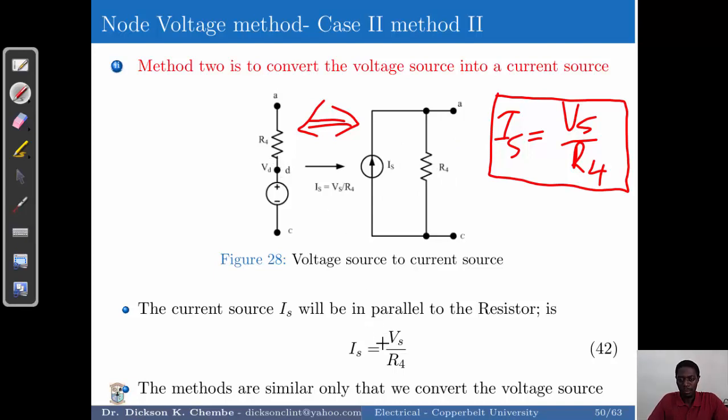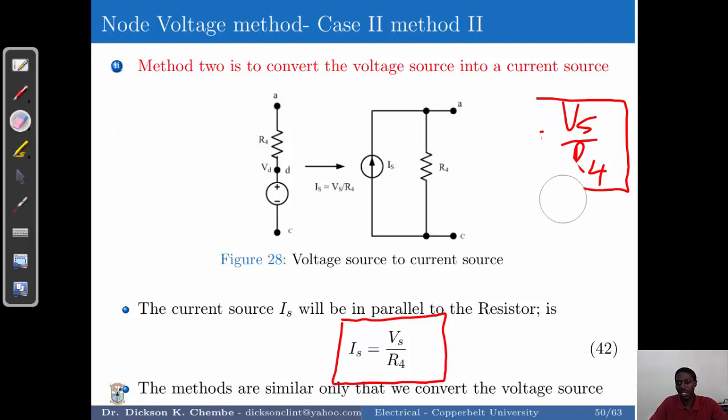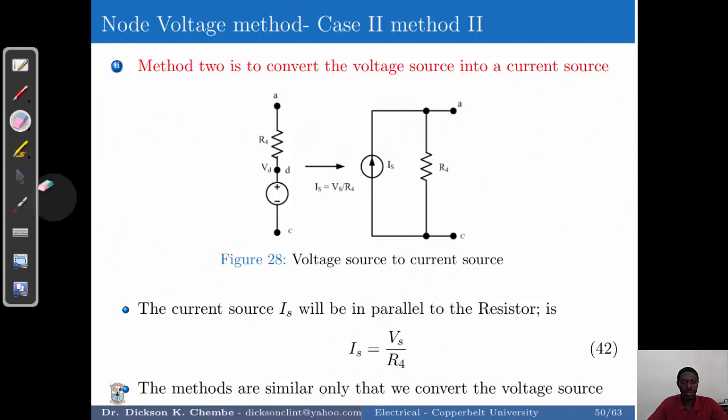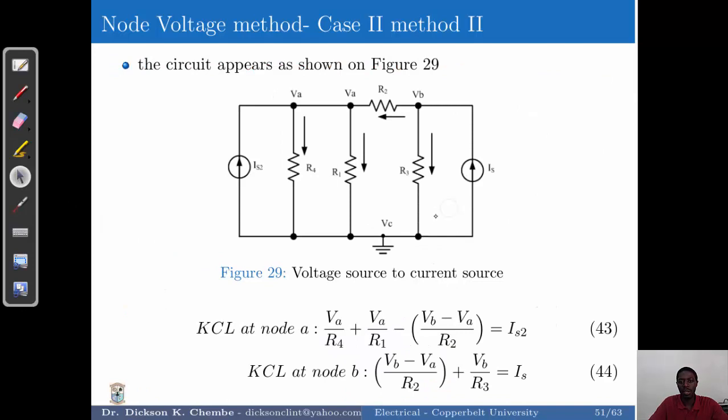But in this way, after we convert the circuit, we obtain the current value using IS equal to VS over R4. And then we use this value and this portion of the circuit that we've converted, and we match and add it up to our original circuit and solve it by completing the equations. So when we do that, this is the full equation that we obtain.